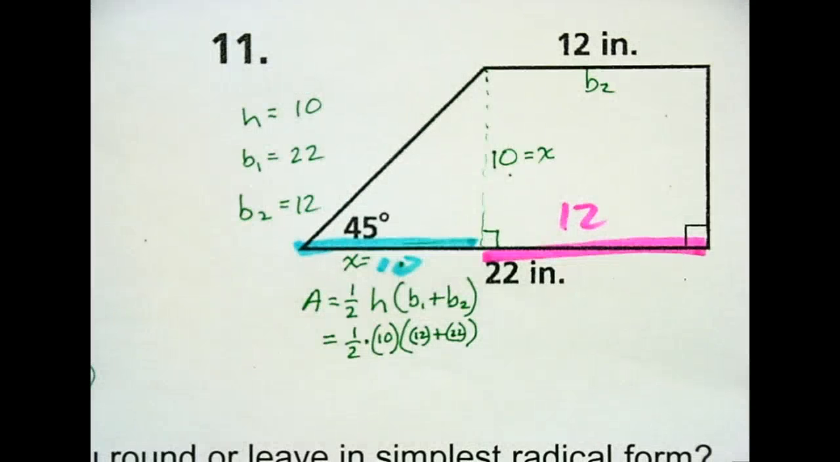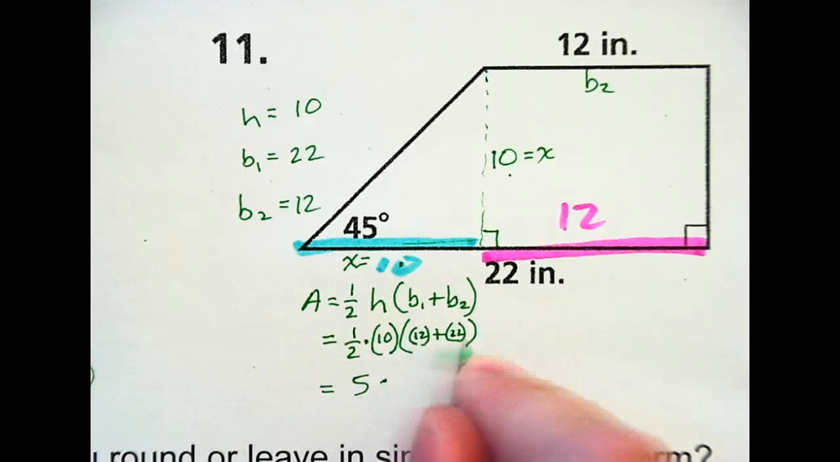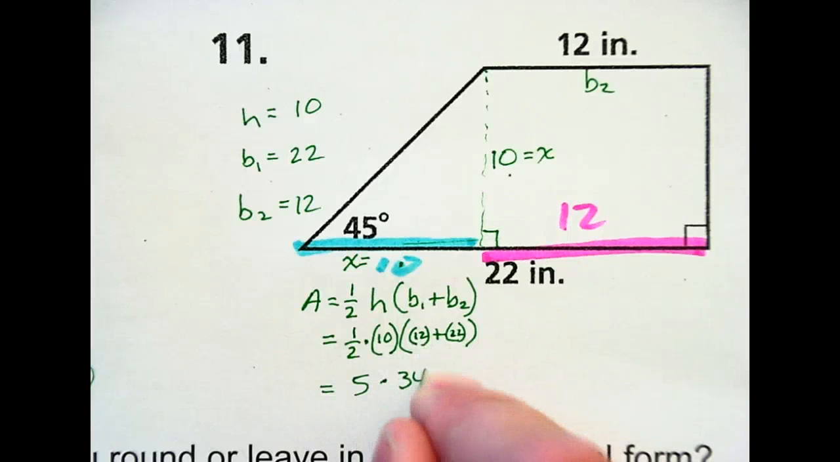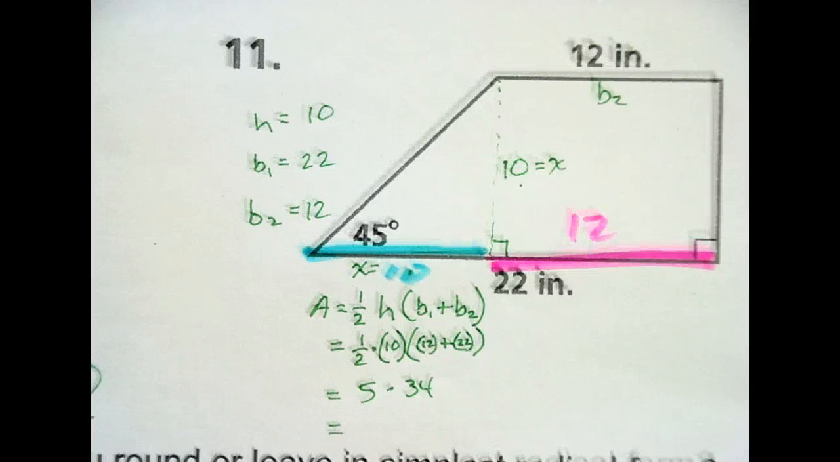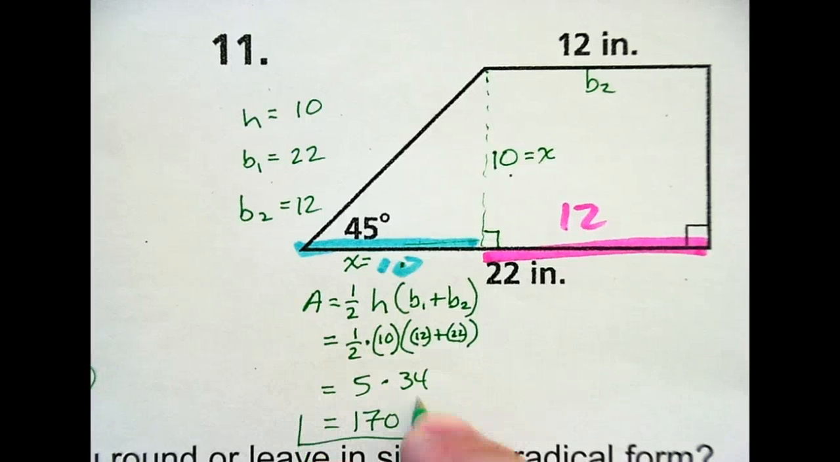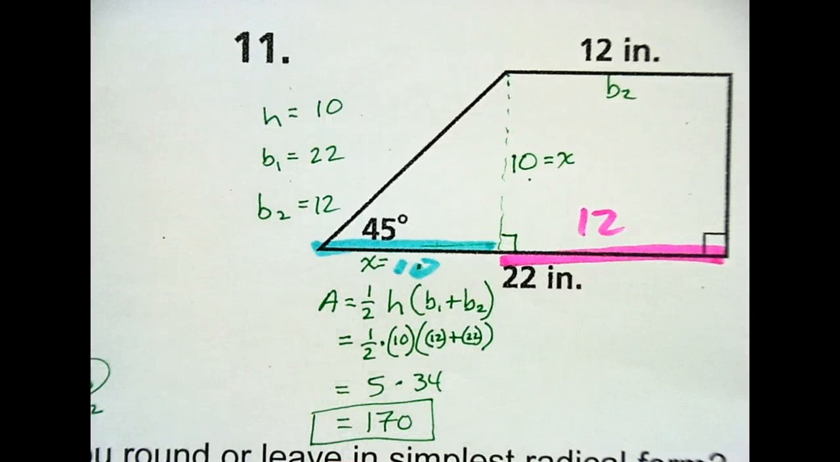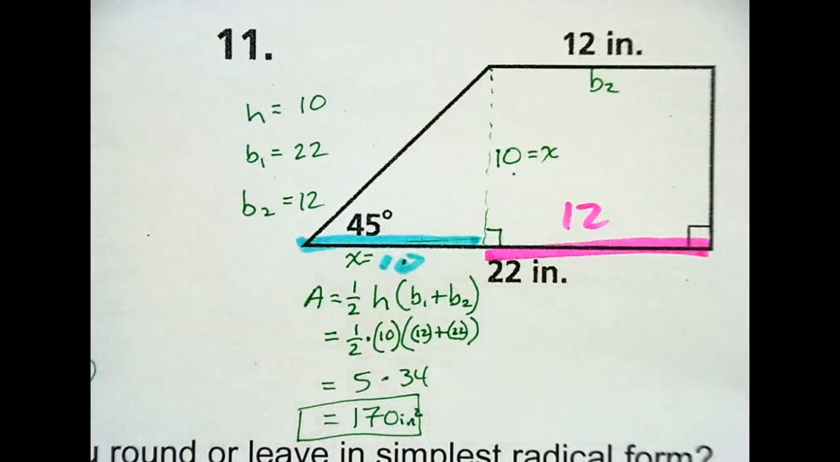Now in this one, it's a little easier. Half of 10 is 5 times 12 and 22 is 34. 10 34s is 340. So 5 34s is half of 340, or 170. I was just testing you. Square inches. Good. You passed the test. Well done. Think we got it?